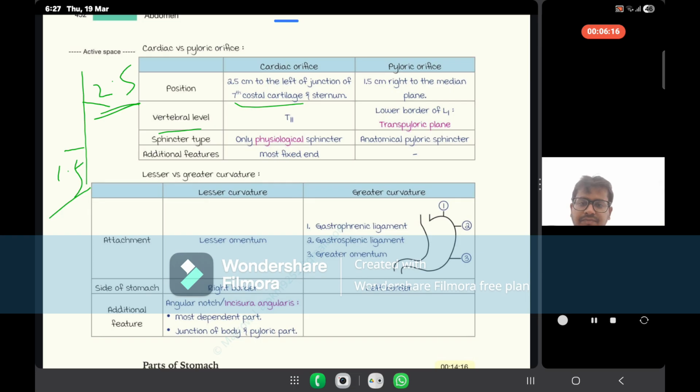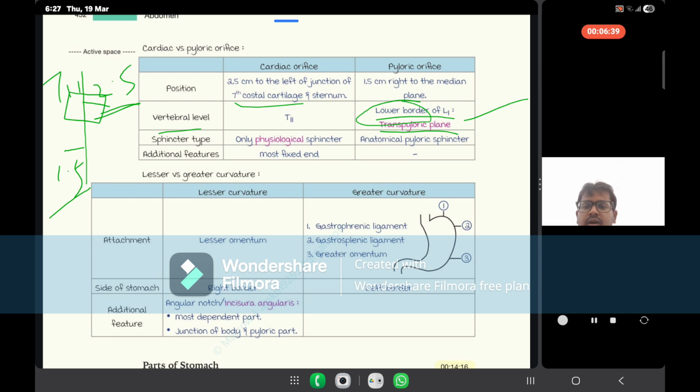Now we'll talk about the vertebral level. The cardiac orifice is at T11, and the pyloric orifice is at the lower border of L1, that is the transpyloric plane. Understand that it is at the lower border, not at the upper border, of the transpyloric plane.